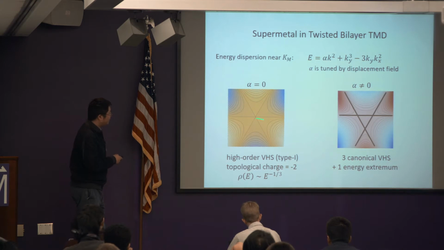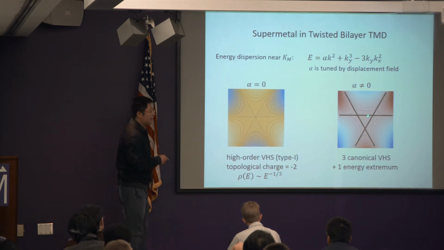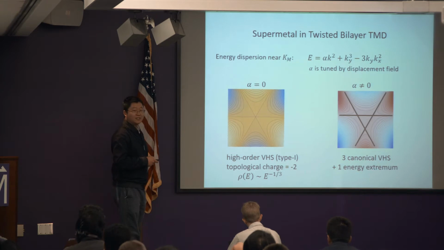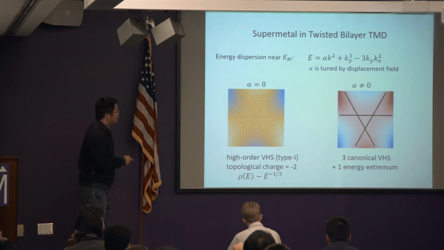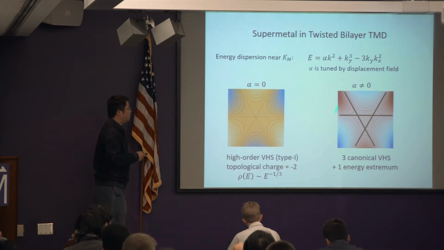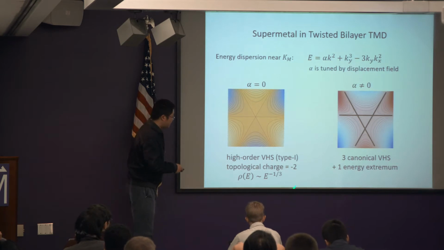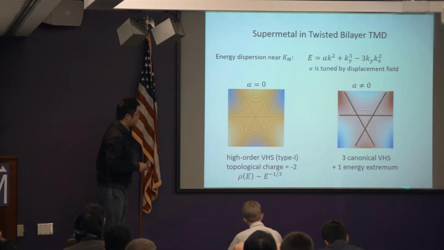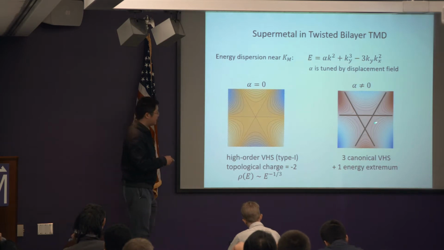And when you move away from this special limit, when you have a small perturbation, alpha non-zero, then this single higher order Van Hove singularity splits into 3 ordinary Van Hove singularities. But in this case, the density of states at very low energy has a logarithmic divergence. But still, when alpha is small, in a wide energy window, the density of states is approximately power law. So this splitting from a higher order Van Hove singularity to conventional Van Hove singularities conserves the topological charge.